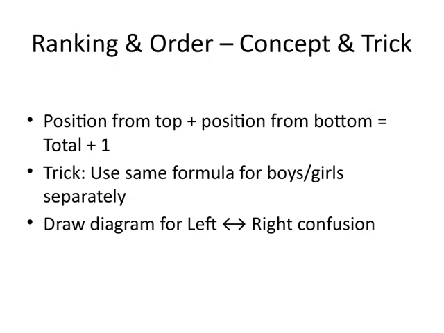All right, let's dive into the concept of ranking and order. So the main idea here is that if you take a person's position from the top and add it to their position from the bottom, you'll get a total that's always one more than the actual number of people. For example, if someone is third from the top and there are 10 people in total, then their position from the bottom would be 8, because 10 minus 3 plus 1 equals 8. When you add 3 and 8, you get 11, which is 1 more than 10. Now, a key trick here is to remember that we can use the same formula separately for boys and girls.